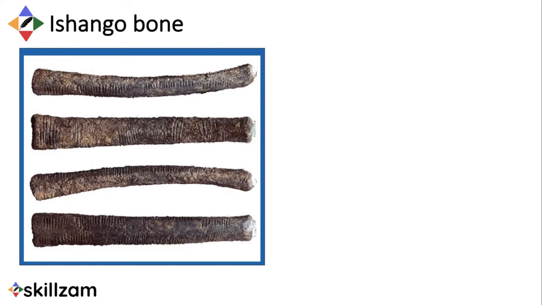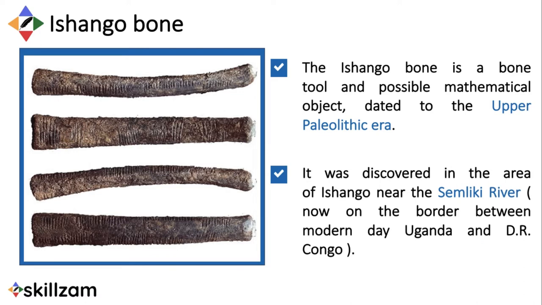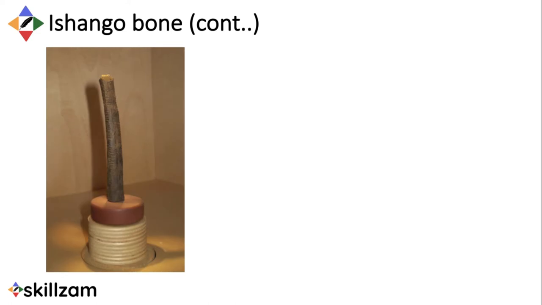Ishango Bone, as the name suggests, it's a bone tool and possibly mathematical object dated to the Upper Paleolithic era. It was discovered in the area of Ishango near the Semliki River, which is now in the border between modern-day Uganda and Democratic Republic of Congo. It is a dark brown length of a bone, the fibula of a baboon, with a sharp piece of quartz affixed to the one end, perhaps for engraving.